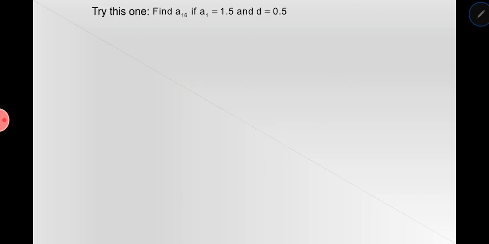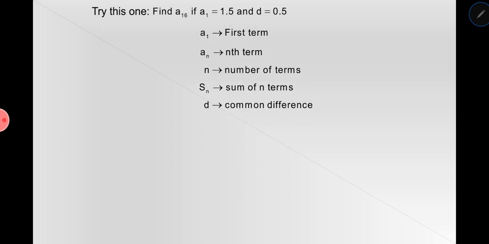Okay, what about this one? It's somehow challenging kasi may decimal. Pero huwag tayong mabibigla. Madali lang yan. So, first, the problem is find A sub 16, if A sub 1 is equal to 1.5 and the difference is 0.5. Alamin muna natin. A sub 16 will be the 16th term. Hanapin natin si first term, si nth term, si number of terms, at saka si common difference.